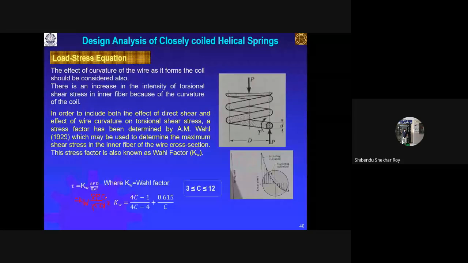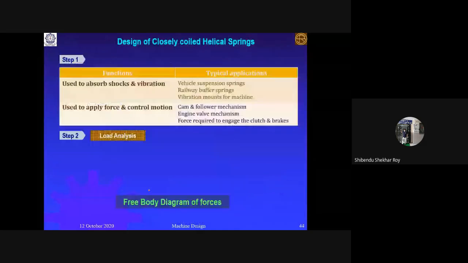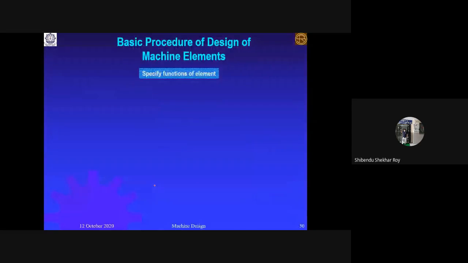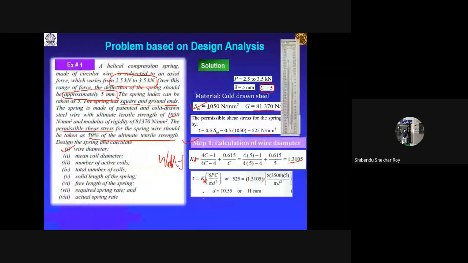Capital D by small d equal to C. Now here it will be pi d small d square. So this formula has been written in terms of C and small d. So that is made, and put all the values. The induced stress should be less than the permissible tau, 525.